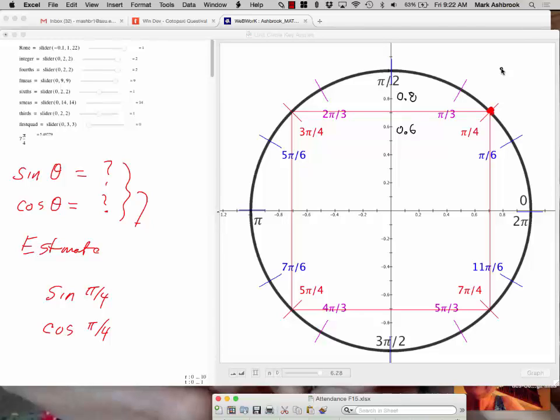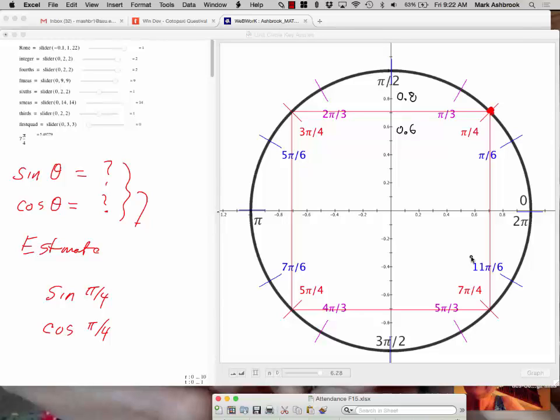Do you see that? So we split up quadrant 1 with this angle. We went half of pi over 2, but our y-coordinate was not half. Our y-coordinate was 0.7. Okay, so what's the meaning for cosine? Yeah? The distance to the right of the vertical diameter.